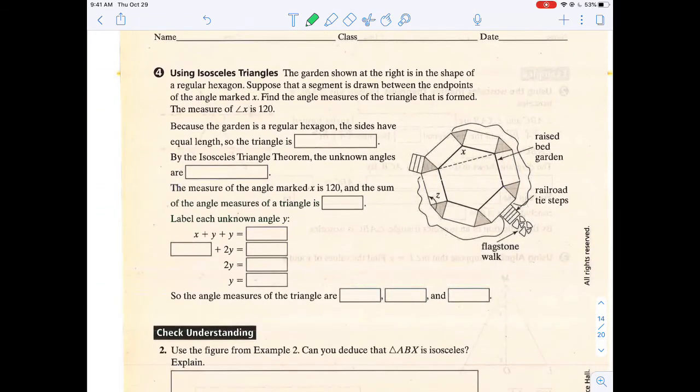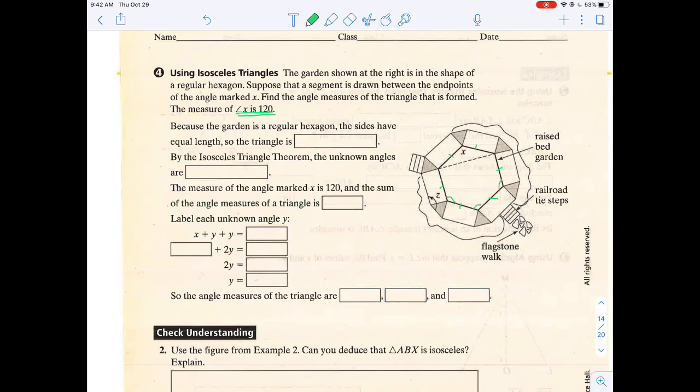Okay, number 4. Using isosceles triangles. So they're saying the measure of angle X is 120 degrees. The garden shown at the right is the shape of a regular hexagon. Regular, so all the sides are the same. So this side, this side, this side, those are all congruent because it's regular. That also means all of these angles are the same all the way around.